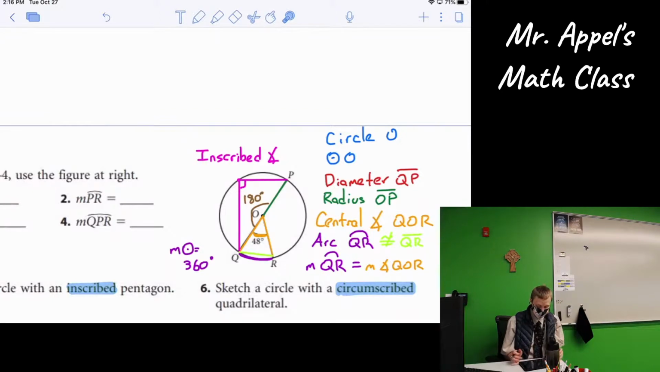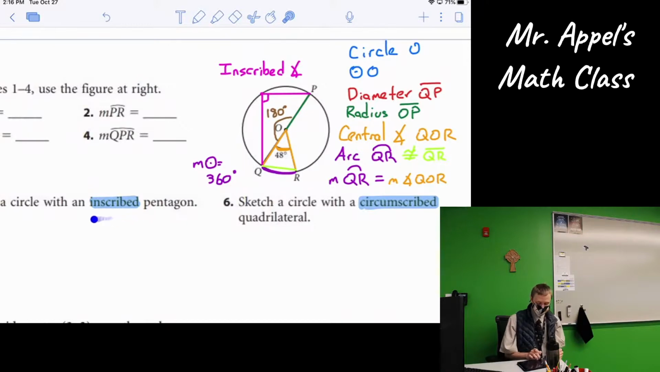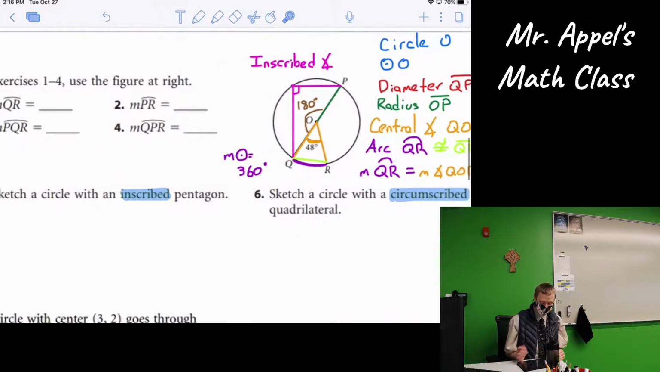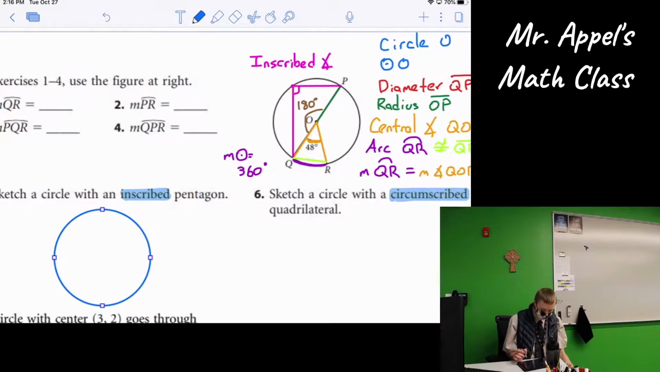All right. Three more things to cover. We've got these two vocabulary terms, inscribed and circumscribed. So just like this angle here was an inscribed angle, we can also inscribe a whole shape. Scribe means to write. So inscribed means we're going to write inside. So inside of this circle, we are going to draw a pentagon, which got moved around somehow.